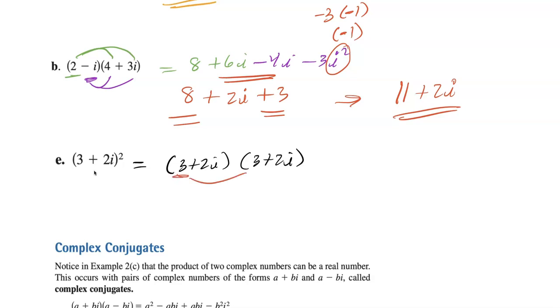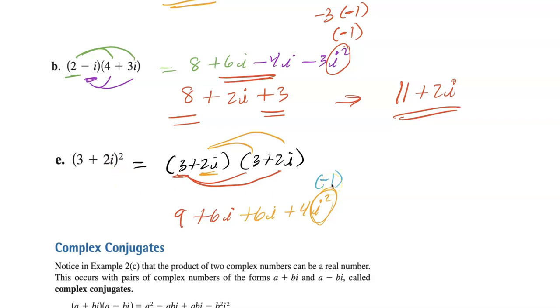So 3 times 3 is 9. 3 times 2i is 6i. 2i times 3 is 6i. 2i times 2i is 4i squared. I have an i squared again, so we've got to change that to a -1. Keep in mind these are being multiplied, not added.